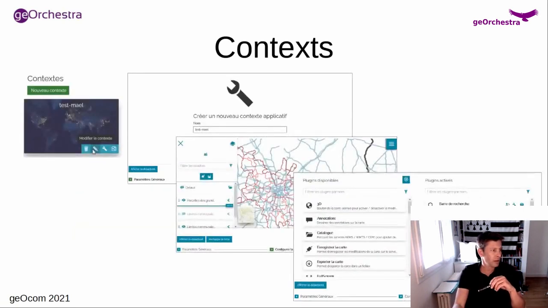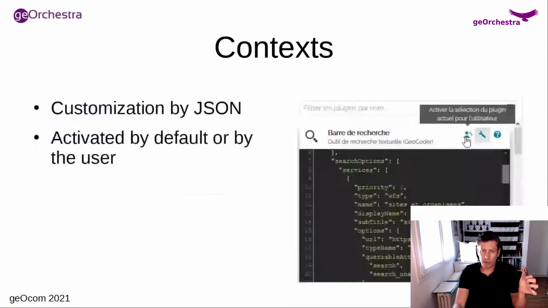The context is quite simple to set up because you have a three-step organization. Create a context, load the maps, load the layers, setting up the maps, and then choose a configuration, choose the plugins. A lot of plugins could be customized by a few or a lot of JSON, and could be activated by default in the context, or let the user activate it in the UI.